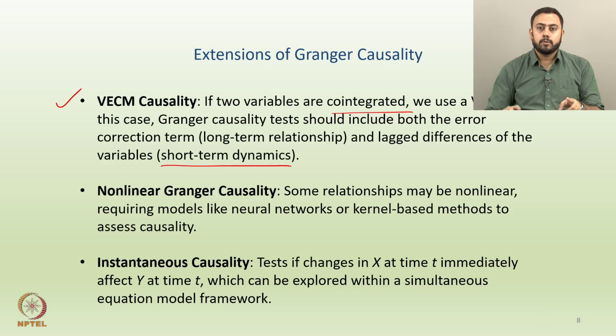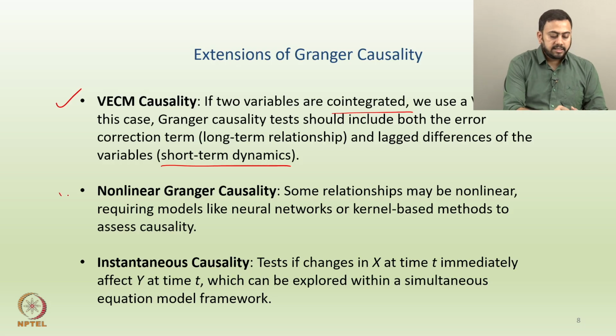So, the moment one finds out that the two series xt and yt are indeed co-integrated, then one can shift to using a VECM. And how should you use a VECM? The Granger causality test should include both the error correction term, which gives the long term equilibrium relationship, and the lag differences of the variables, which give the short term dynamics.